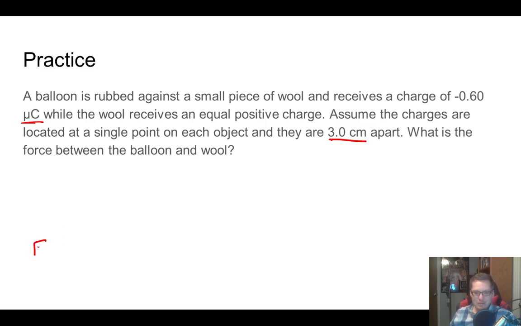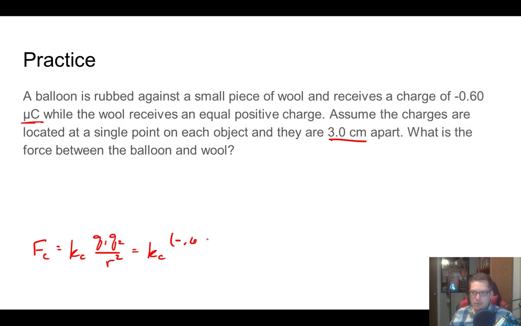So our electric force, Fe, is equal to Kc, and I'm not going to write out that value because it takes too long, times Q1, Q2 over R squared. Our Kc is 8.99 times 10 to the 9th, times our Q1. It doesn't really matter which one's Q1 and Q2 because it's multiplied, and multiplication can go either way. So we could just do the negative first.